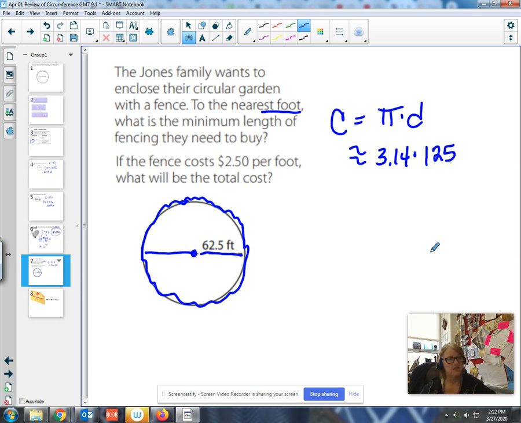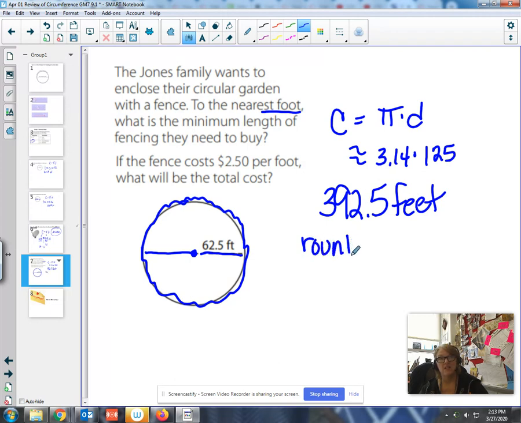Okay, now we've got to get your circumference. So pi, 3.14, times 125 gives me 392.5 feet. However, this is saying to the nearest foot, so I need to round this thing, and I'm going to have to round up because especially if I'm going to encase this or enclose this, I don't want to short myself. So I'm going to say 393 feet.